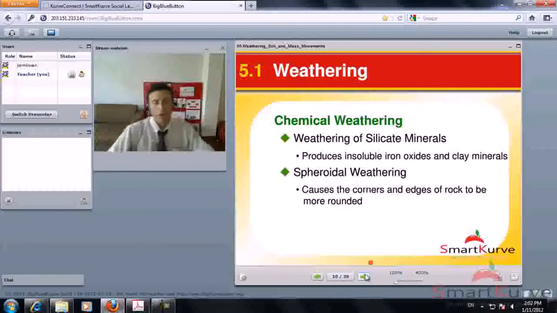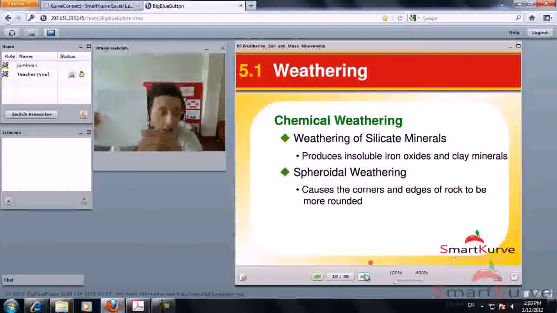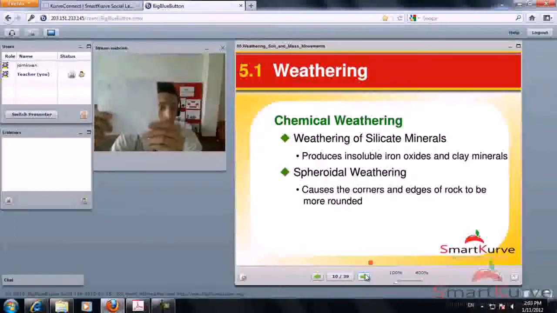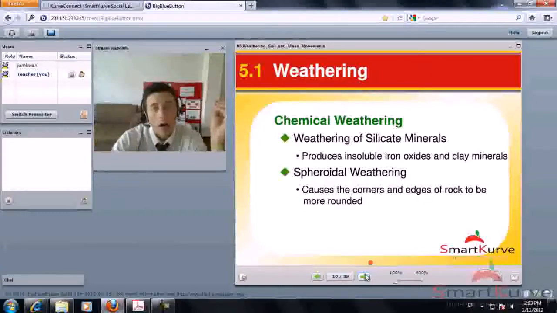More about chemical weathering. The weathering of silicate minerals, like feldspar. This produces insoluble iron oxides and clay minerals. Right. Let's say we have feldspar and we have iron. Let's say we have a feldspar lattice and iron nearby. Well, iron will react very readily with oxygen.